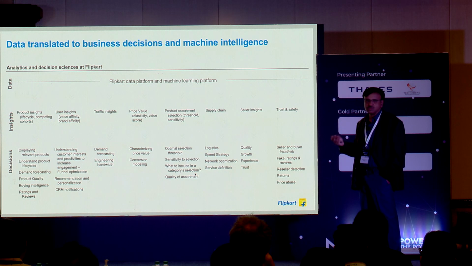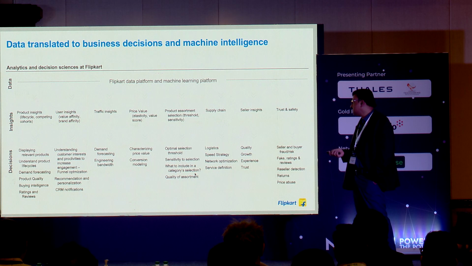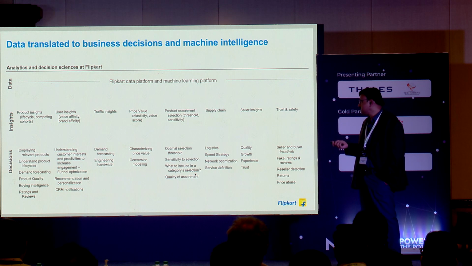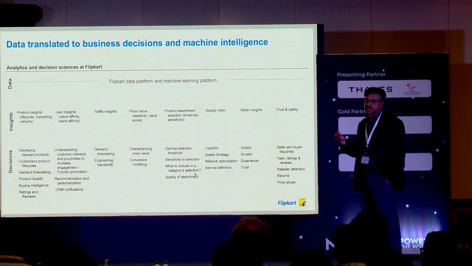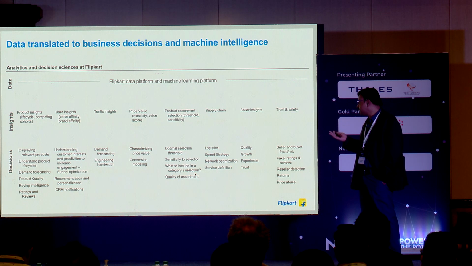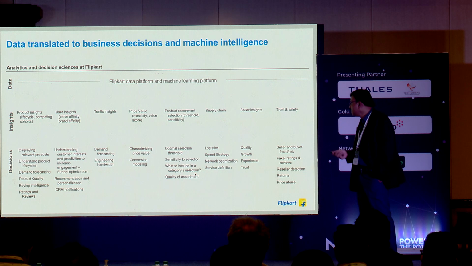User insights, again, there is obviously an offline piece and a real-time machine learning piece on how user insights get leveraged, both in things like offline targeting and so on, but also in real time, on discovery, personalization, things like that. Traffic insights, demand forecasting, and traffic insights for even engineering bandwidth and big events like Big Billion Days, and so forth. Price value, here again providing seller insights to understand how they can drive growth through various pricing initiatives. Product assortment, selection. Selection is what I'm going to talk about, so we'll go deeper there.